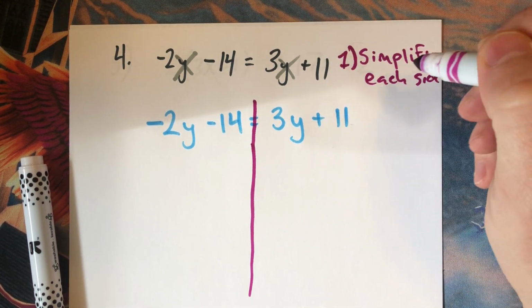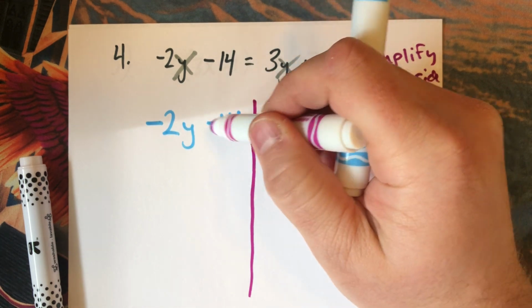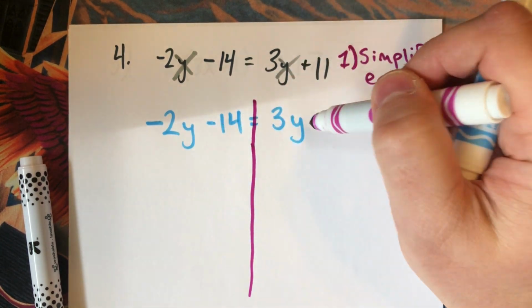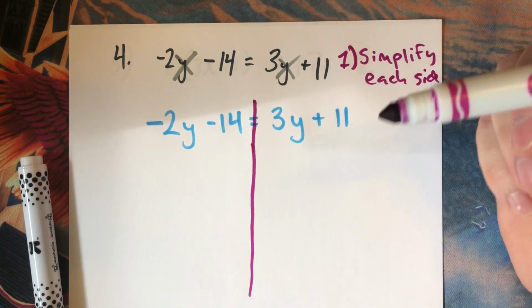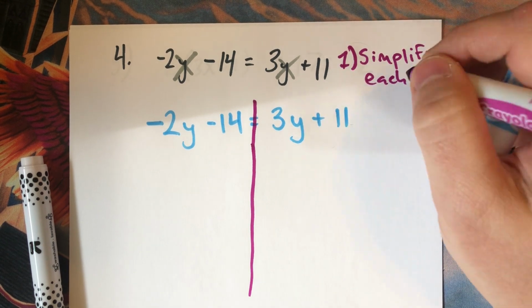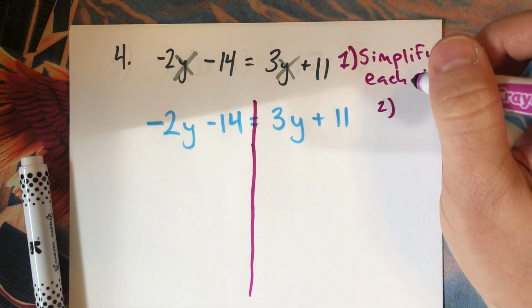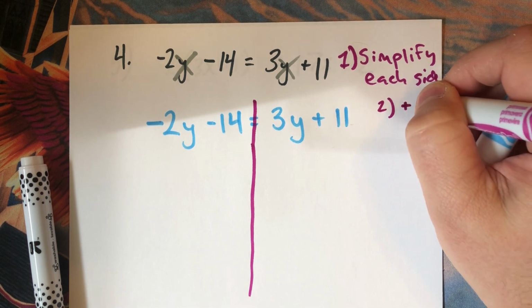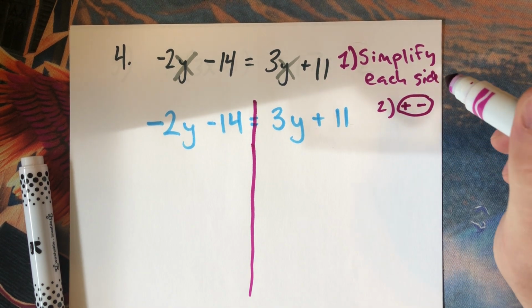That's the real first thing we do. And I look over here, there's only a single y and a single number. Over on this side, single y, single number. So there's no like terms on either side. Then our next step is we do any plus or minus solving moves.